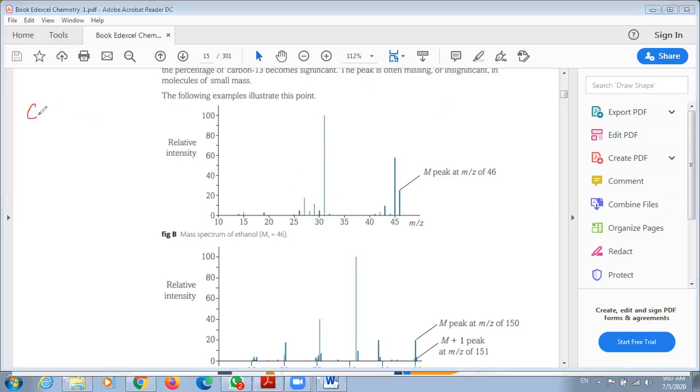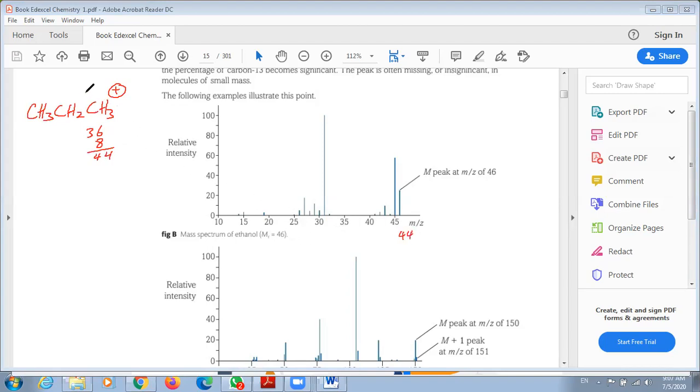For example, if I have a molecule like propane and I put it in the mass spectrometer, then at the beginning I'm going to get the molecular mass of the compound as a whole. So this is 3 carbons, which makes 36, and we get 44. So at 44, you are going to get the molecular ion peak.